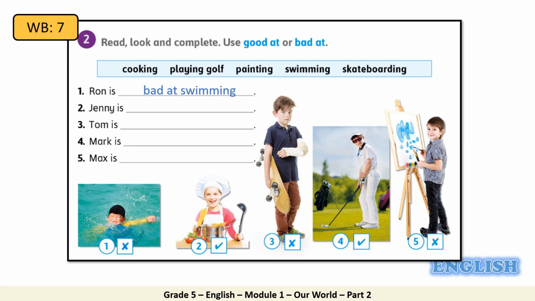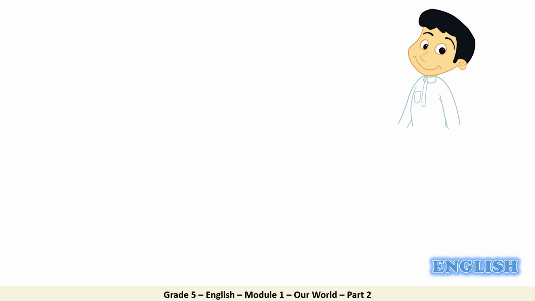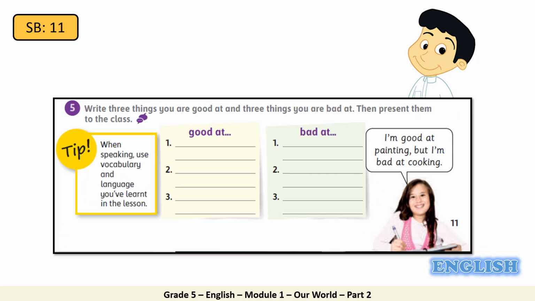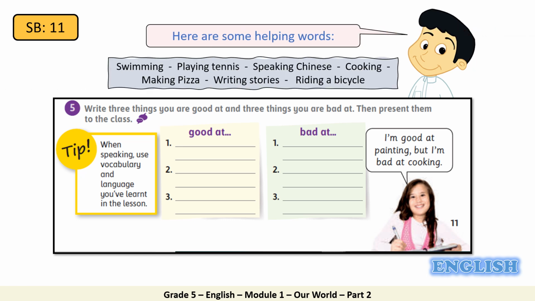Are you done? Check your answers and see if you got them all right. Now open your student book page 11 and go to exercise number 5. In this exercise, you will write 3 things you are good at and 3 things you are bad at. Here are some helping words for you. You can use your own ideas if you like. When you finish writing, present your sentences to the class.